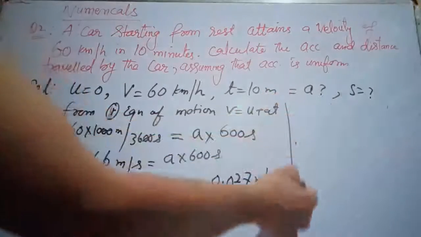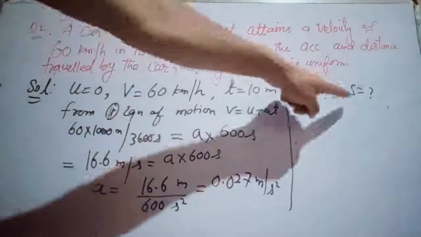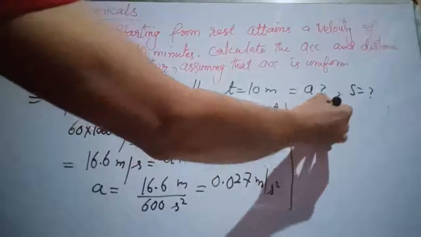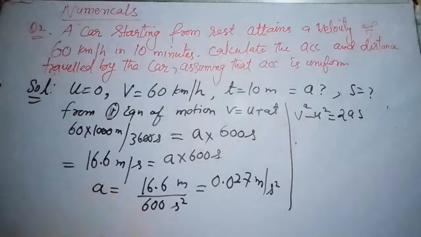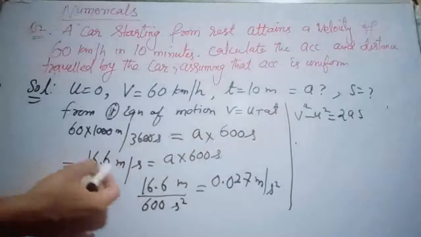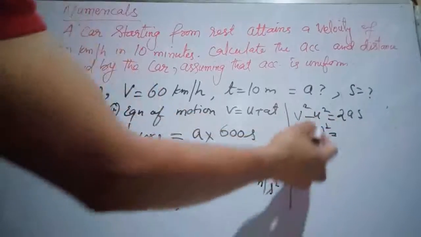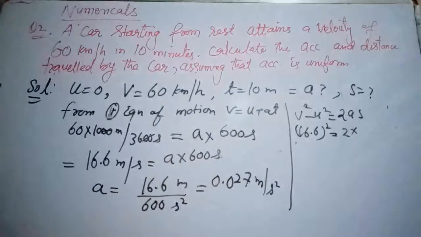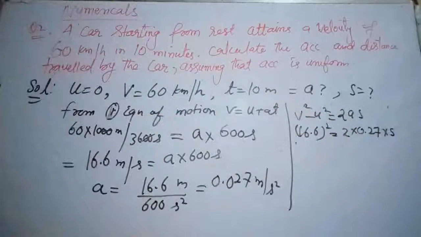Now we have to find velocity. We have to find s. Okay, we have to find the distance here. So I can find this from third equation: v square minus u square equal to 2as. And I know here v is 16.6, so I can write here 16.6 whole square is equal to, u is 0, and 2 multiplied by a. A here is 0.27, multiplied by s.